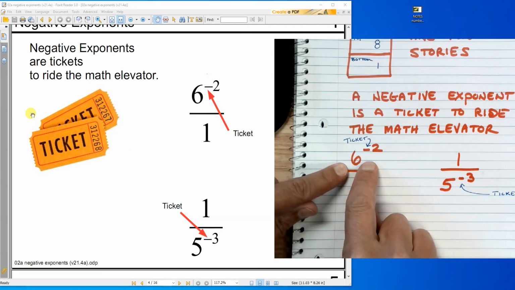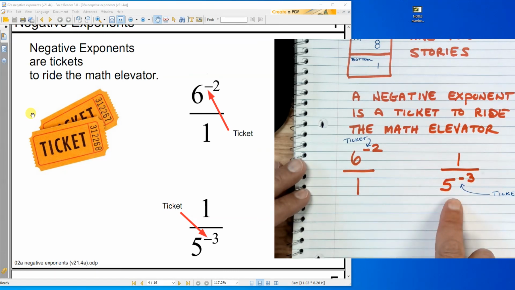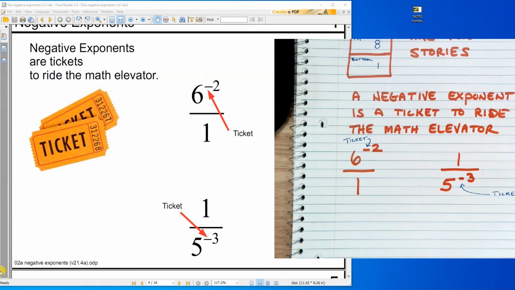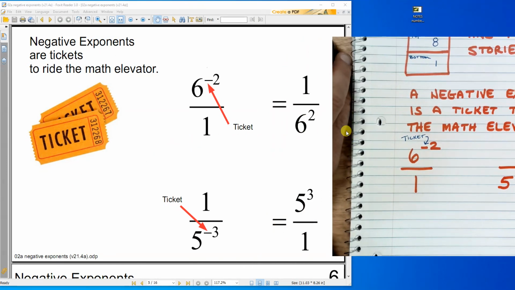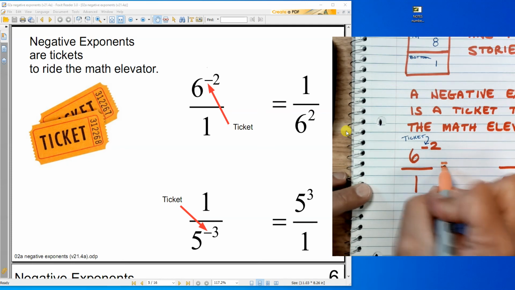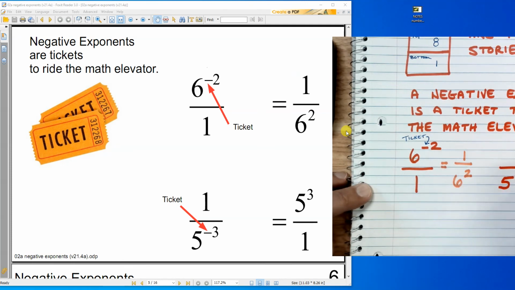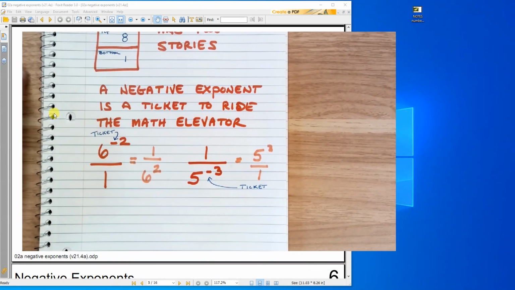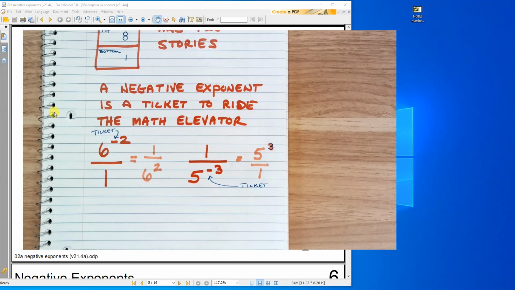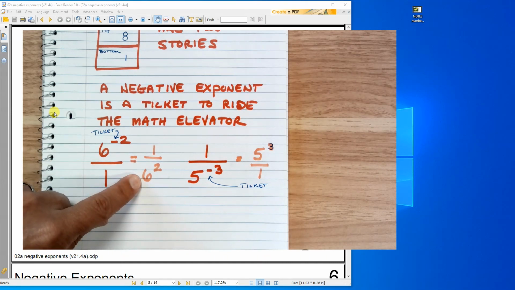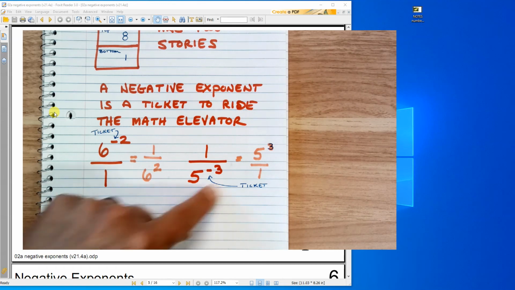This 6 has a ticket, so it's going to go down to the bottom. This 5 has a ticket. It's going to go up to the top. The 6 went down. The 5 went up.